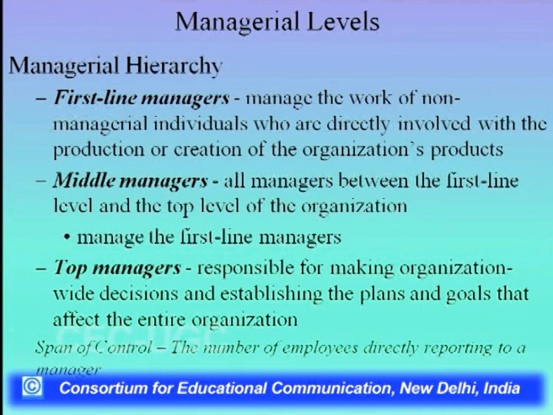Then we move on to the middle level manager, who will be controlling the first line managers. As you saw in the pyramid, the non-managerial employees are many more in number. Some of the first line managers will report to different middle managers. So the number of first line managers reporting directly to the middle manager is the middle manager's span of control. Further, the number of middle managers reporting to the top manager will be more limited, because they will be taking different managerial, strategic decisions. So the number of people reporting to the top manager will be even lesser. But that is the top manager's span of control.